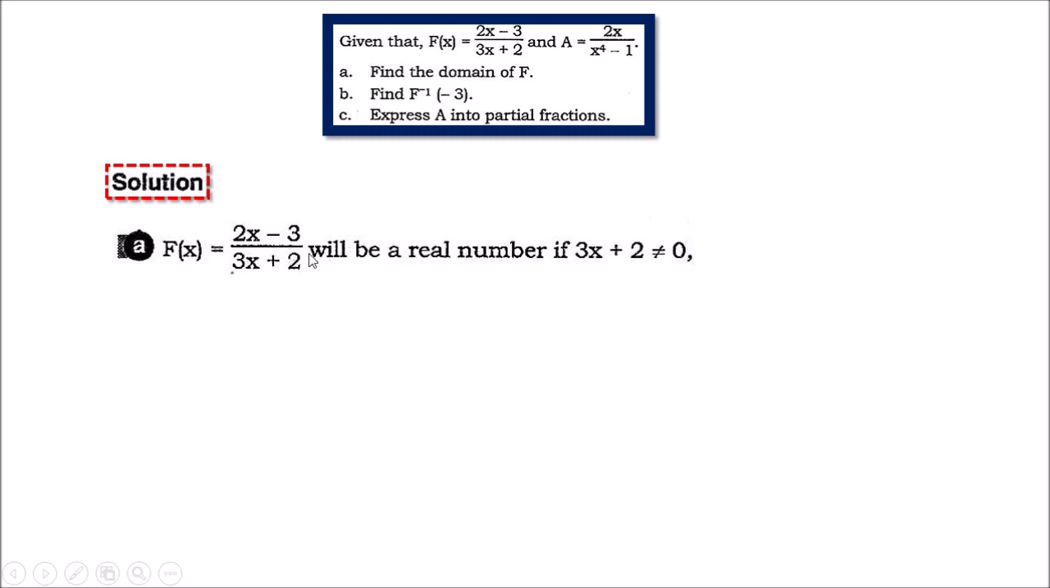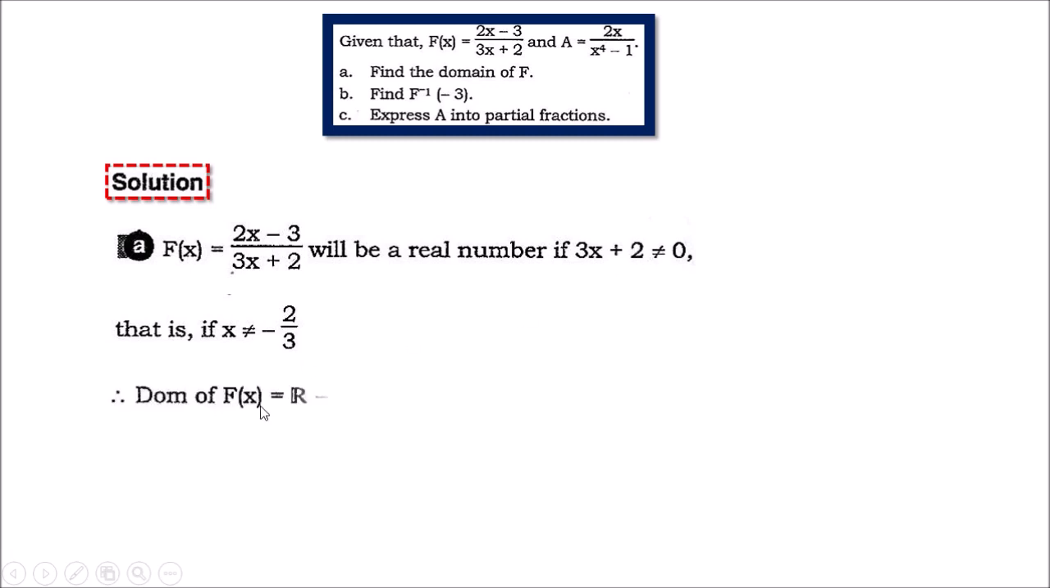So I am writing that this will be a real number if 3x plus 2 is not equal to 0. If I put 2 on that side, it will be minus 2, and 3 is a multiplication, so if you transfer it, it will be divided by 3. So x equals minus 2 by 3. That is, if the value of x is minus 2 by 3, then the denominator will be 0.